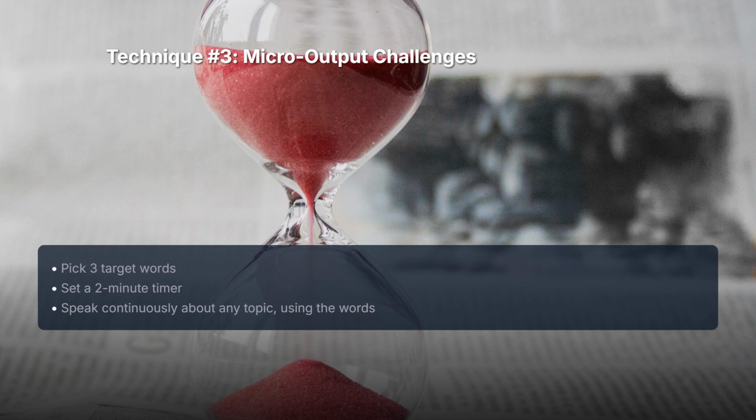Your goal isn't flawless grammar. Your goal is retrieval under mild time pressure. It mimics real conversation. It trains your brain to access words fast, not just recognize them. Do this 3 times a week, and you'll notice a massive shift in how quickly words come to you when you actually need them.